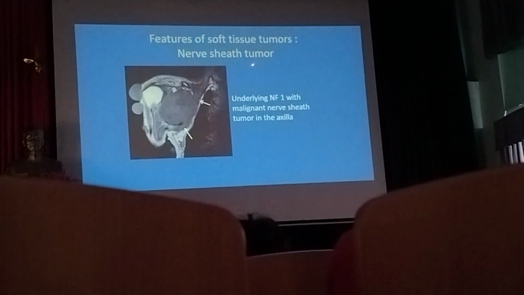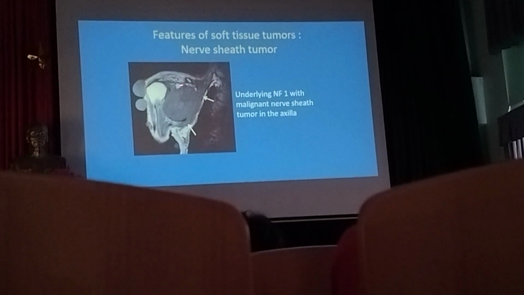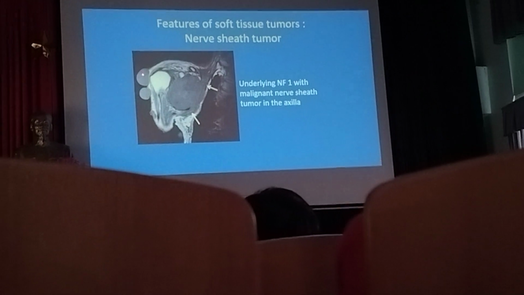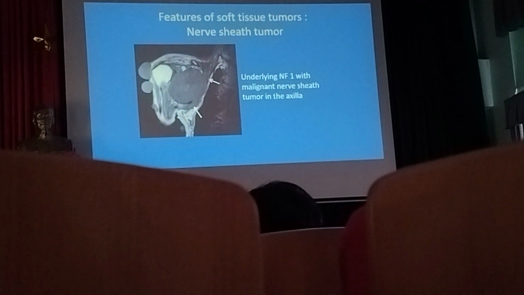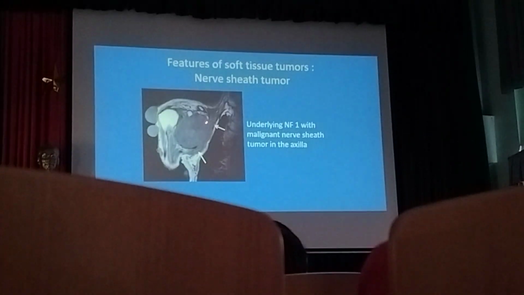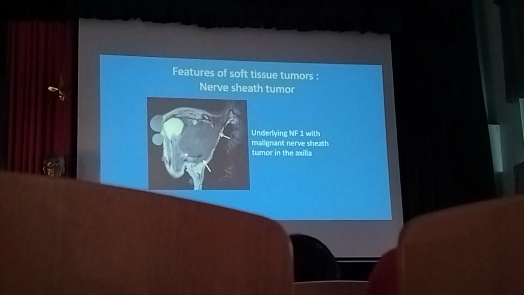Okay, and this is the malignant nerve sheath tumor in the person who has neurofibromatosis. There are several nerve sheath tumor and the big mass is here. Đây là một bệnh nhân ANF type 1 tức là u xơ thần kinh type 1 thì thấy là có một cái u và bao thần kinh rất là to ở đây.